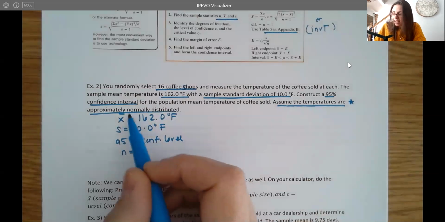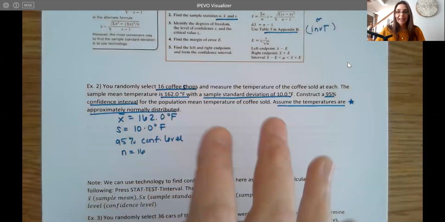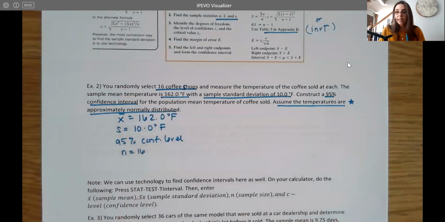This one's nice too because they gave us the mean and the standard deviation. If they didn't give those to you, you'd have to find them yourself. If they gave you the raw data instead, remember you can either find those by hand, or you can use that one var stats feature on the calculator that we've done before, or you can go into an Excel file and find your standard deviation and your mean that way too. I would go ahead and use technology to make those values a little bit faster for you.